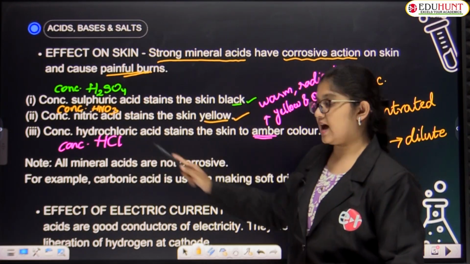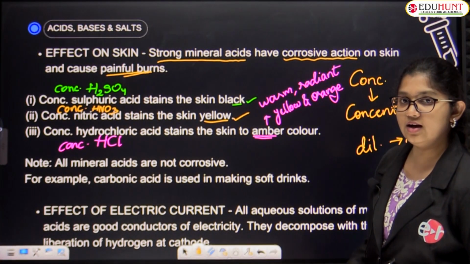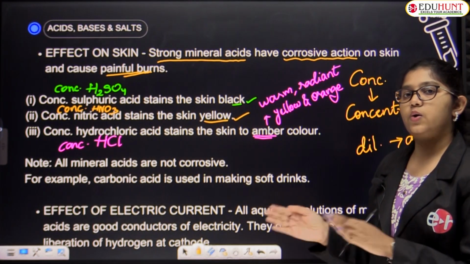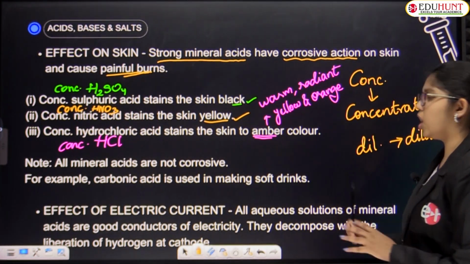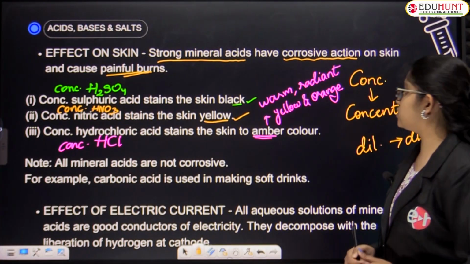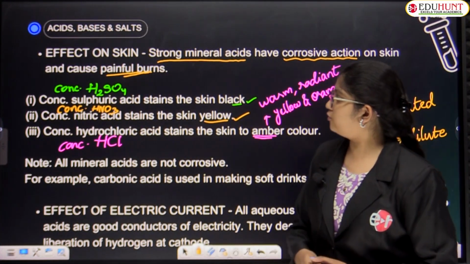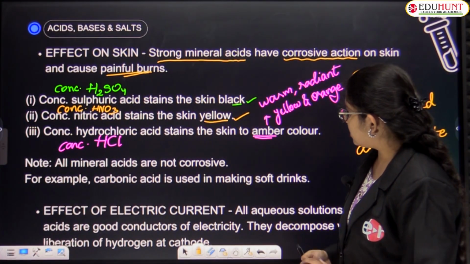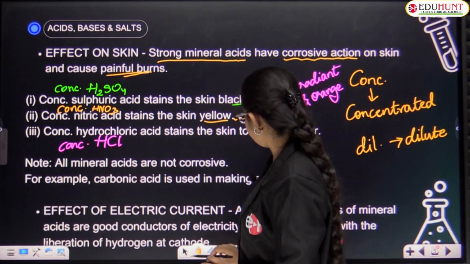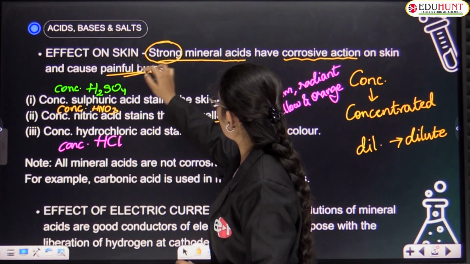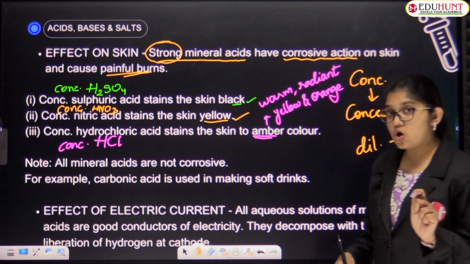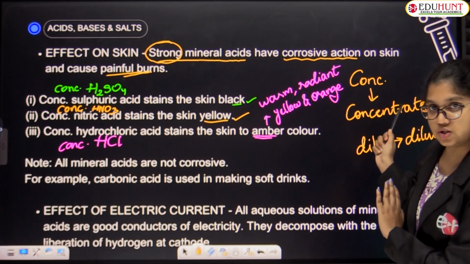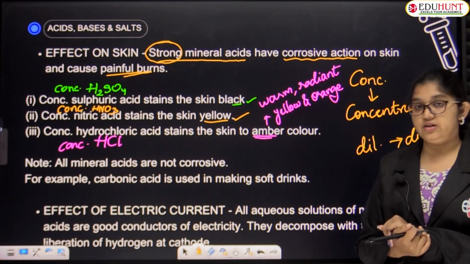Concentrated hydrochloric acid stains the skin to which color? Amber in color. Amber means between which and which color? Yellow and orange in color. Very good. This is a warm radiant color, children. Okay. Now, this is all about the effect on skin. Now, it is written here, if you see, children, there is a word called strong mineral acids, right? Strong, especially strong mineral acids have corrosive action on skin, okay, because it causes painful burns, right?